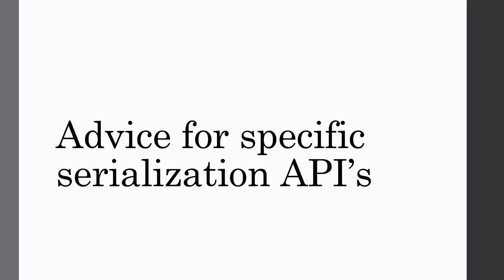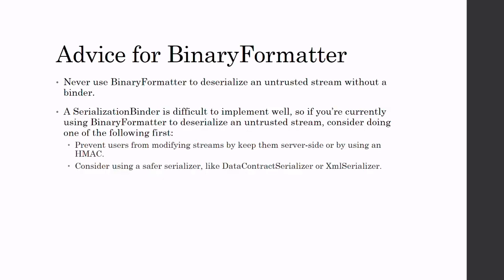And now I'll give you some advice on specific serialization APIs. So for binary formatter, don't use binary formatter to deserialize an untrusted stream without a binder. That is the classic deserialization vulnerability. It's the one you can find everywhere. Just avoid doing it. If you're using binary formatter, you might consider using some other serialization API instead. Data contract serializer and XML serializer often do the job that people are trying to do with binary formatter. Alternatively, if you're using binary formatter to deserialize a stream that you want the user to hold on to, again, an HMAC is a good idea.